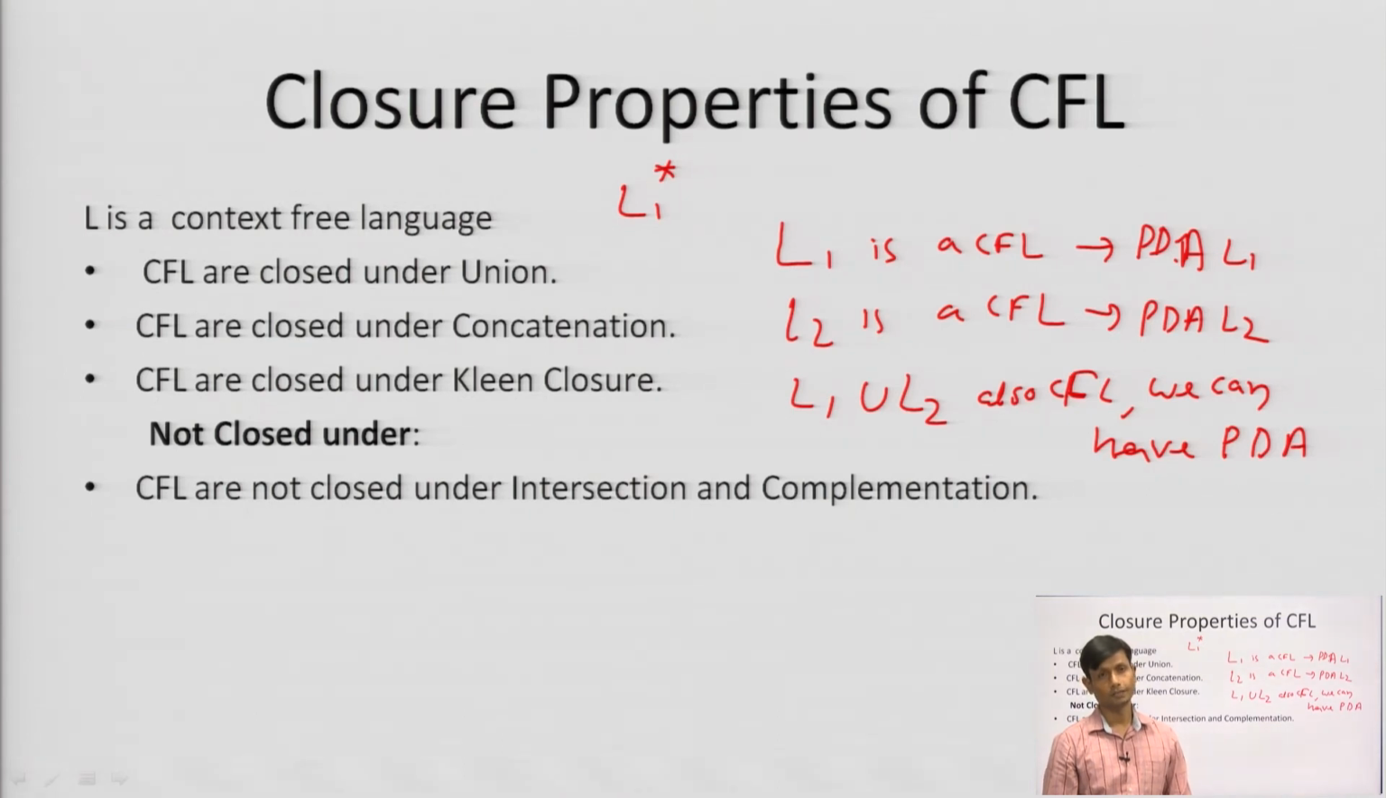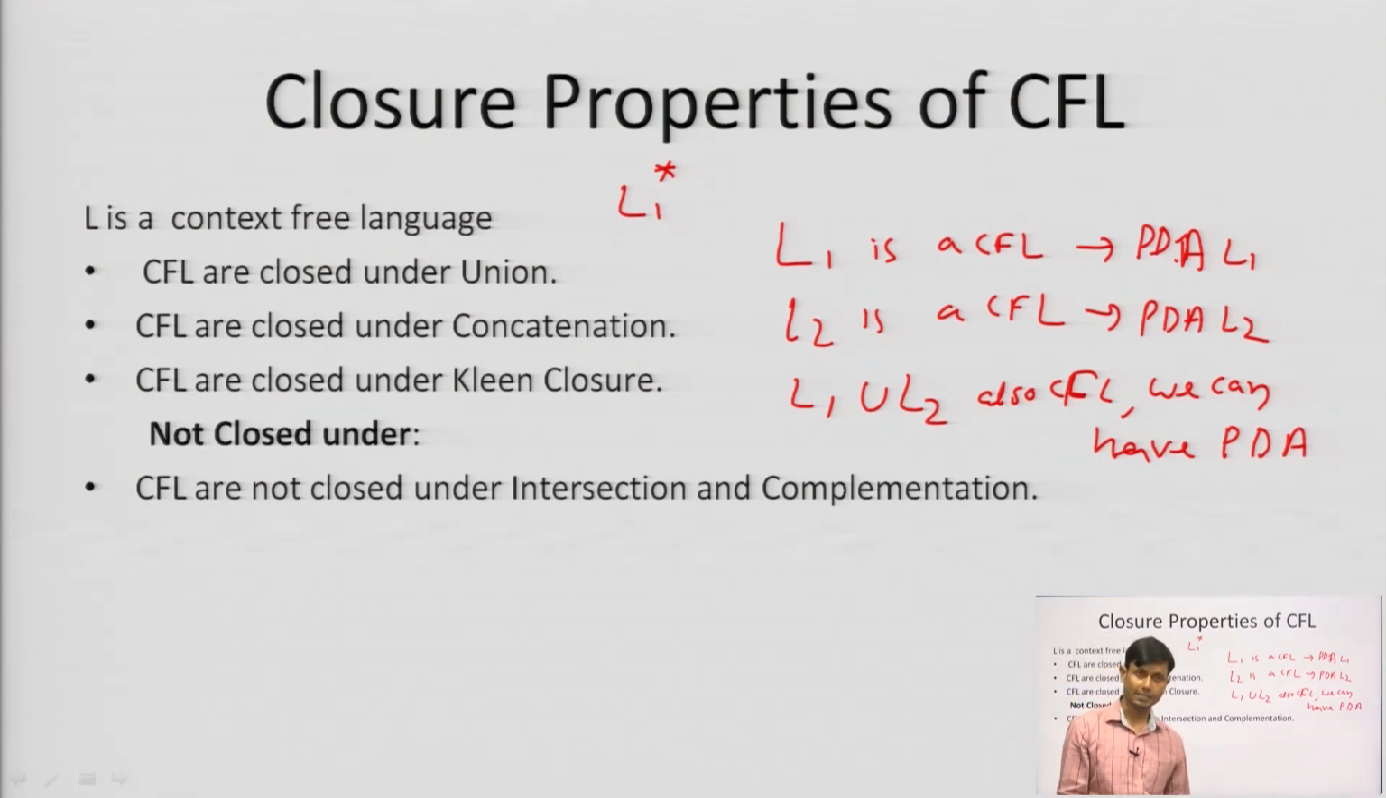Because here it is a different kind of scenario: some languages are accepted by the deterministic pushdown automata and some languages are accepted by the non-deterministic pushdown automata. That is why we could not do it. Here, CFLs are not closed under intersection and complementation.